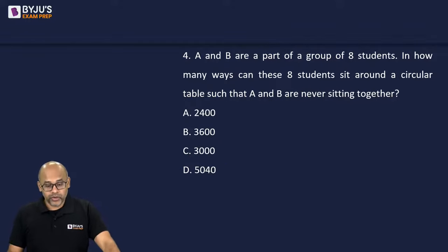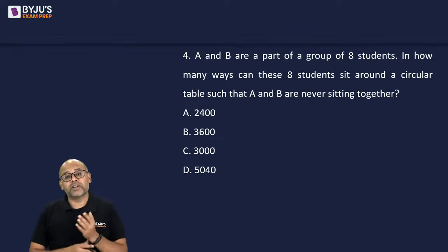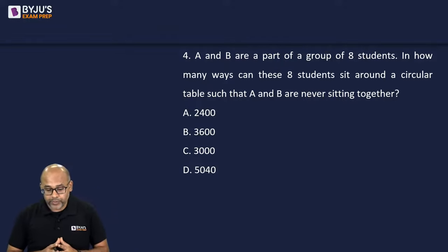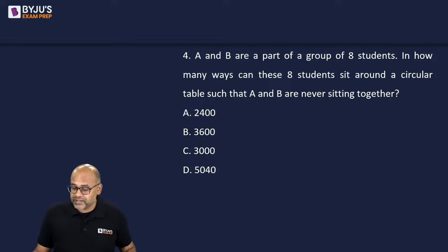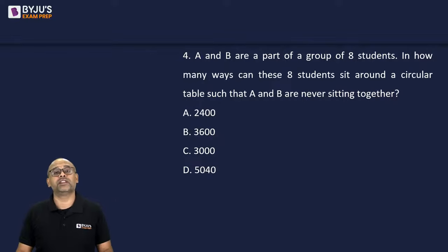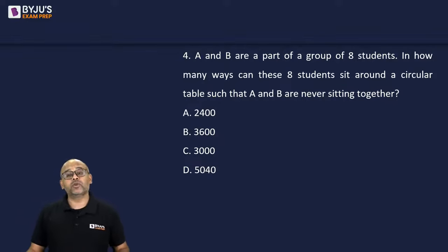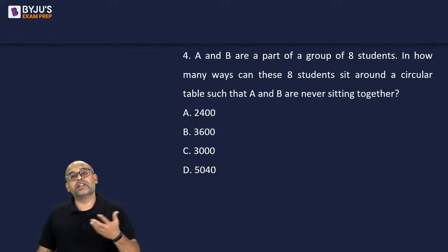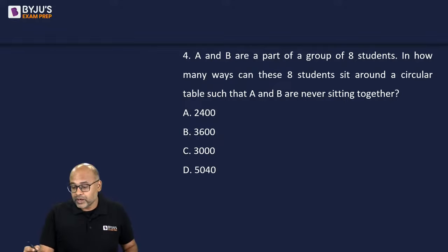All right. Moving on to the next question. Similar question now. In a circular arrangement, A and B are part of a group. In how many ways can these 8 students sit in a circle such that A and B are never sitting together? Now this can be done in 2 ways. The concept of never together, which we already saw. Here we can do it in a smarter way also. What is the smarter way? Total 8 people, how many ways can they sit? 8 people in a circle can be sitting in 7 factorial ways.